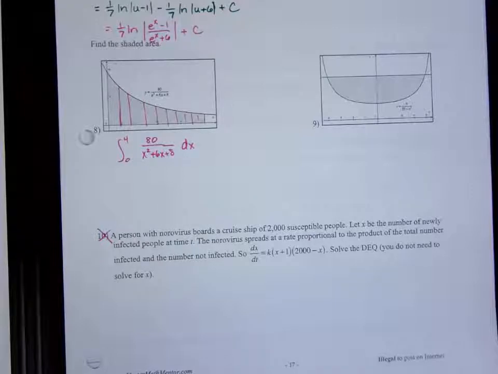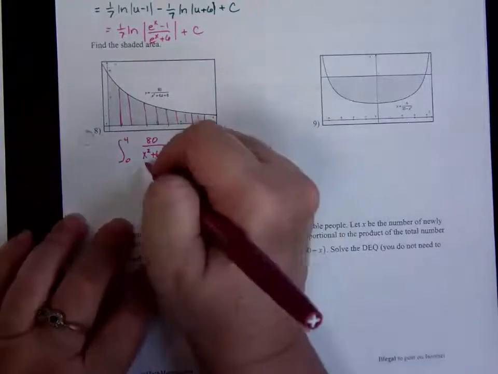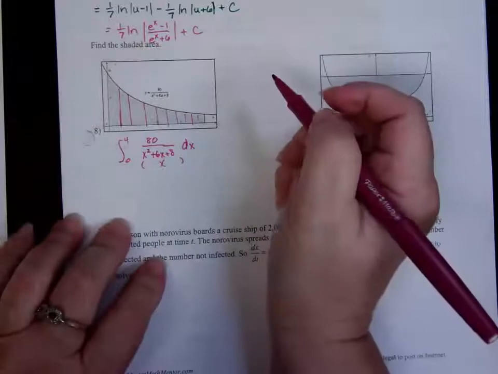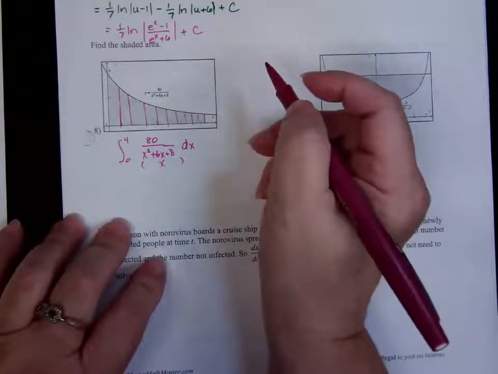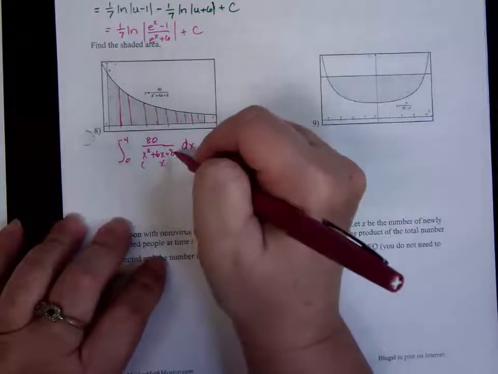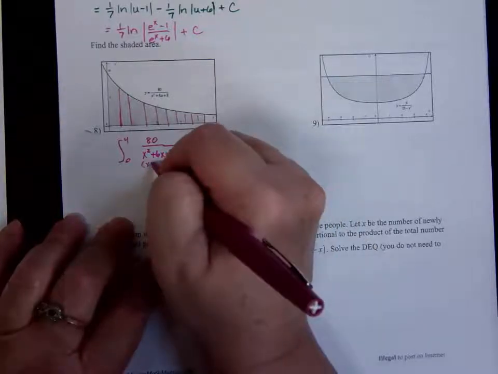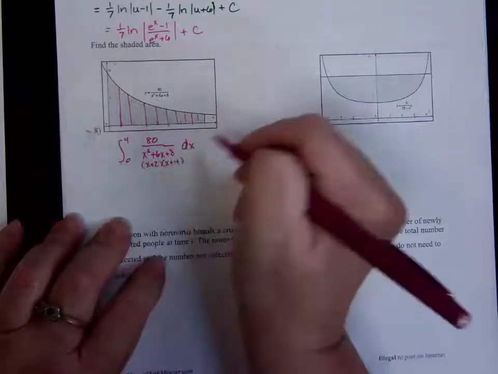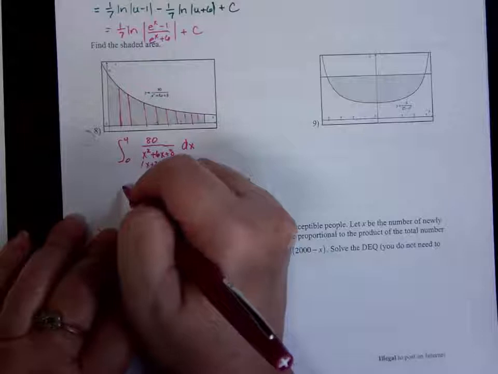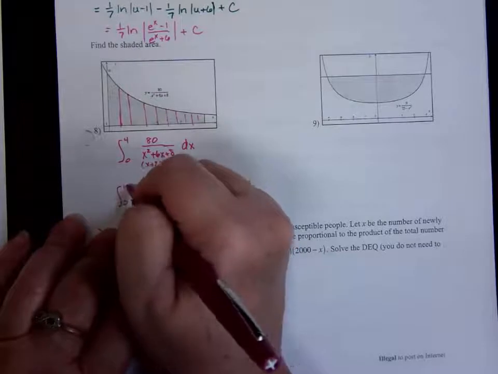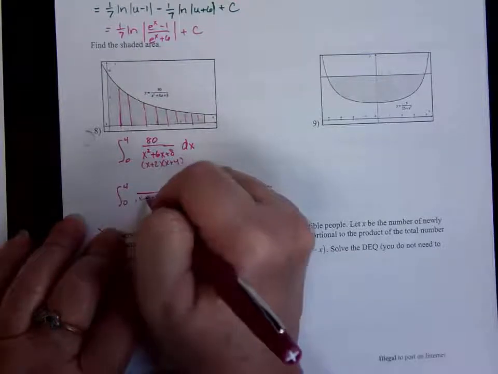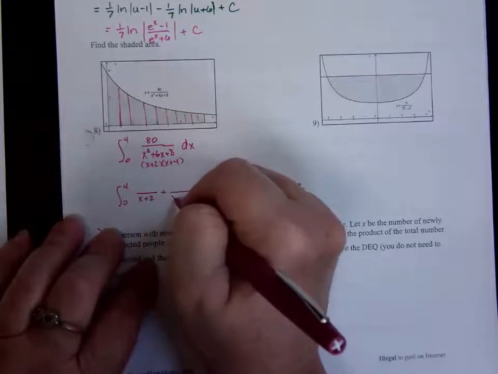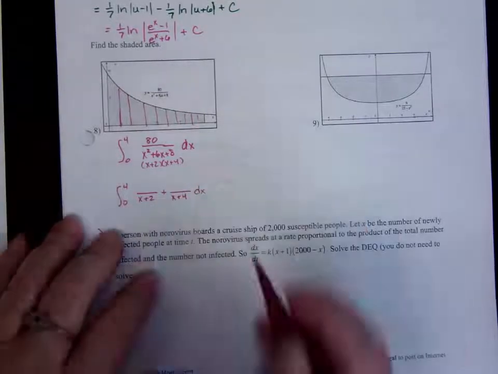The derivative of the bottom is 2x plus 6, which is definitely not on top. So this is a split the fractions problem. How does it factor? Multiply to be 8: 2 and 4. x plus 2 and x plus 4. So we come down, 0 to 4, something over x plus 2 plus something over x plus 4 dx.